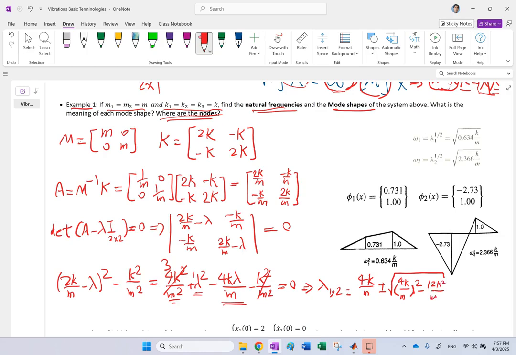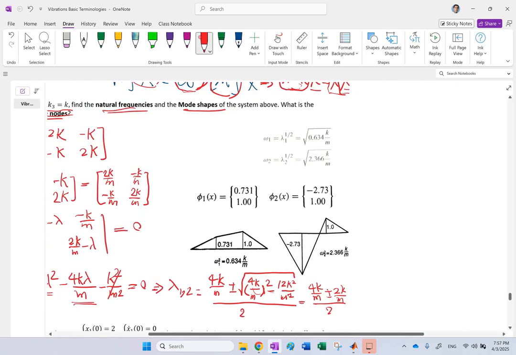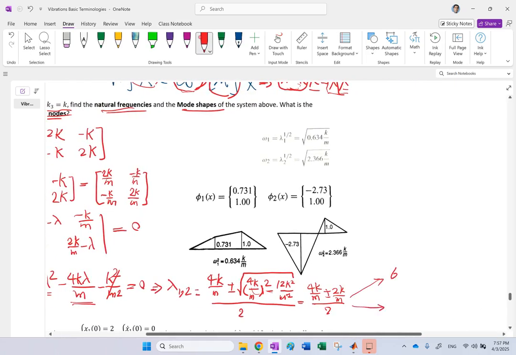K squared over m squared. And then the whole thing divided by 2a, which in this case is simply 2. So now what do we get here? Here is 4k squared, so you get 16k minus 12k, you get 4k. So here you get 4k squared over m squared. You apply the square root, you get 2k over m. So what you will get is 4k over m plus minus 2k over m divided by 2. And if you simplify, your values are going to be 6k over m and 2k over m.